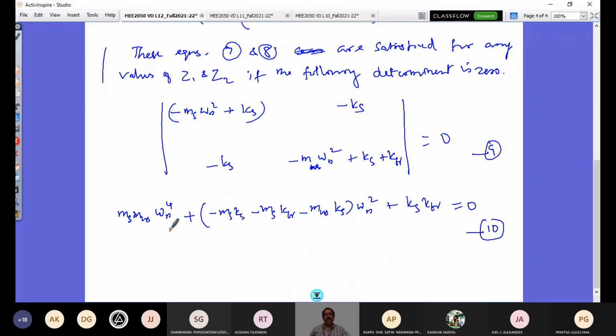And now see, here it's omega n power 4, here omega n square. So I can rewrite this as omega n square whole square. So it is a quadratic equation of omega n square, right? So if that is so, I get two roots, omega n square 1, 2 equals minus b plus or minus under root of b squared minus 4ac, by 2a, that you know. So I'll get that this way, and I'll write those two roots now like this.